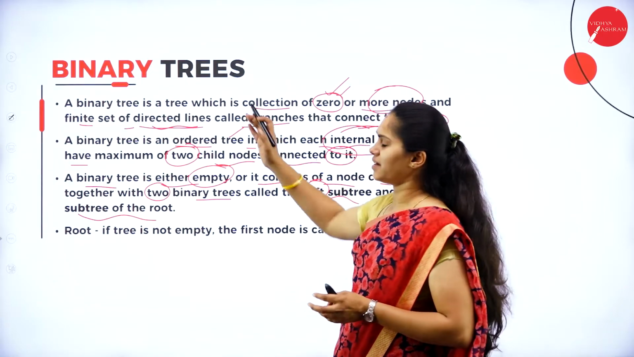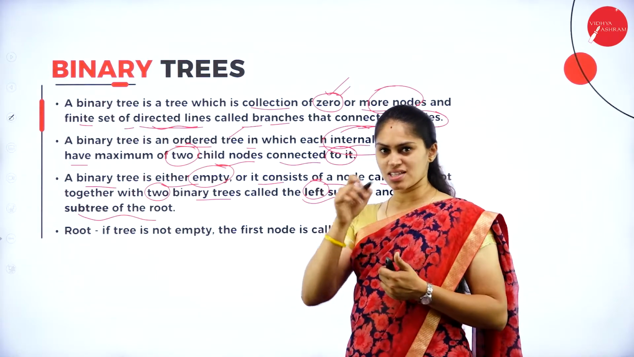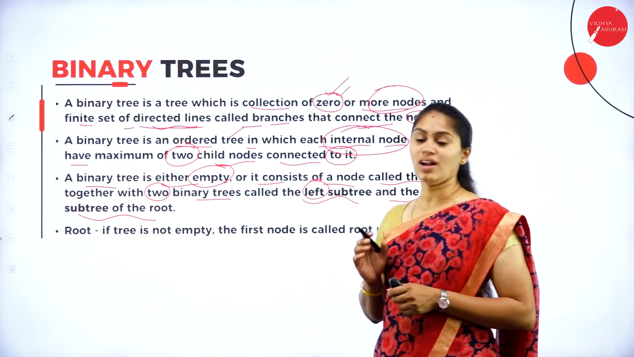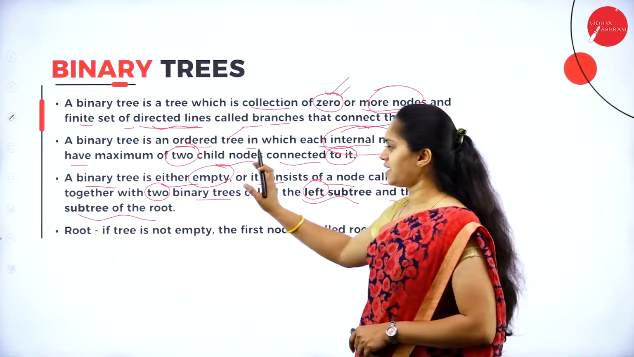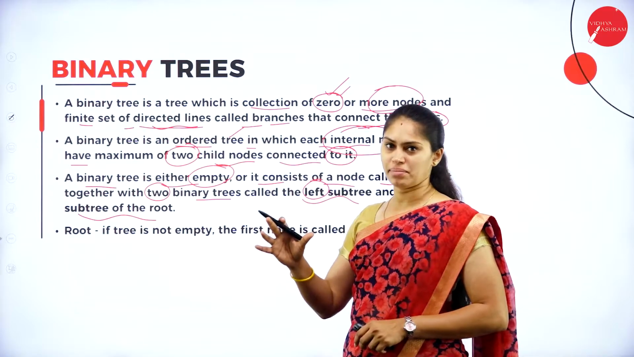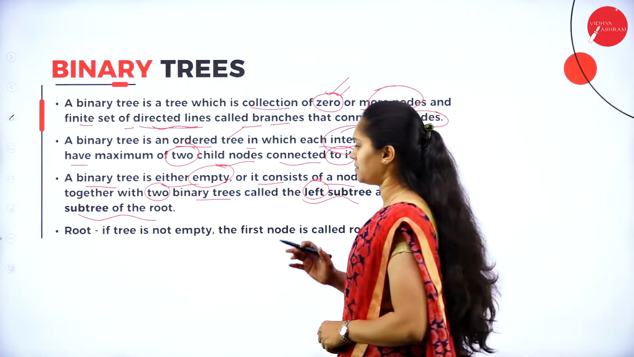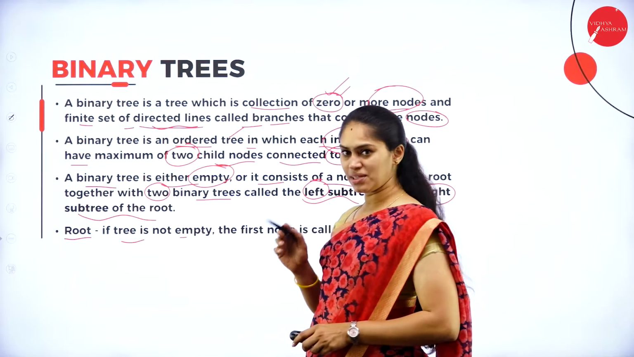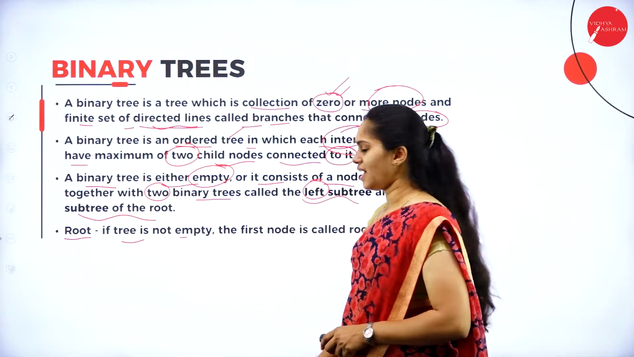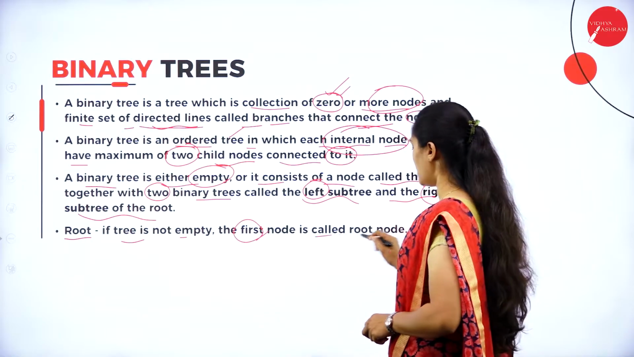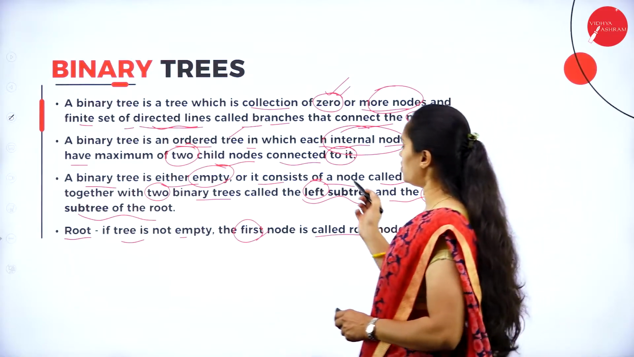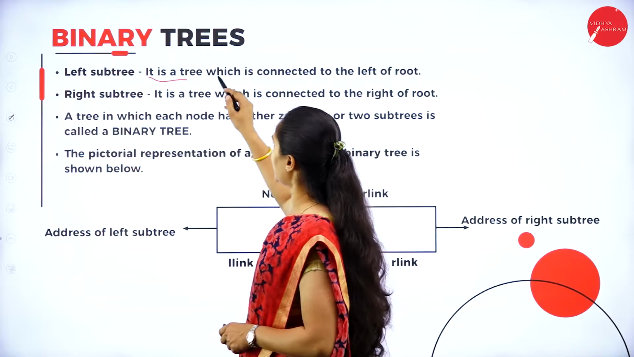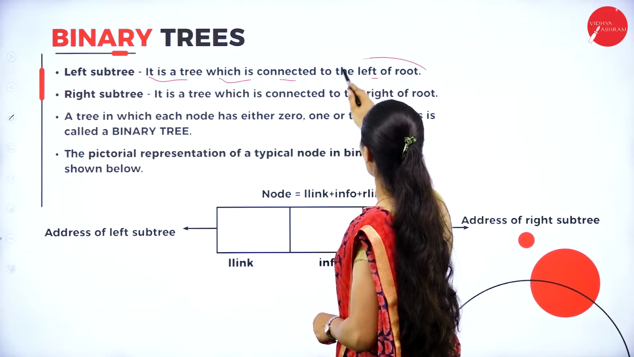So in this binary tree also we have a root, which is the first topmost node of a tree, called the root node. So we have a tree and it consists of 2 subtrees: one is the left subtree and the other is the right. Then what do we mean by root here? If the tree is not empty, if I have certain nodes, then we call the first node the root node. Then what about the left subtree? It is a tree which is connected to the left of a root.